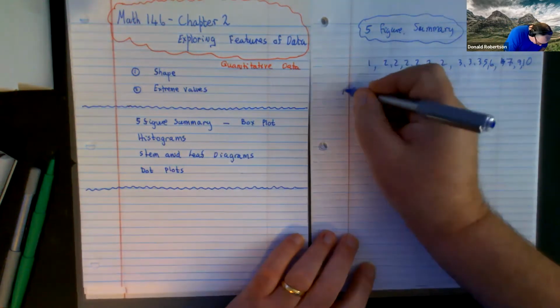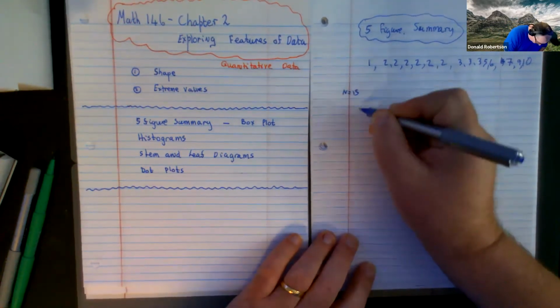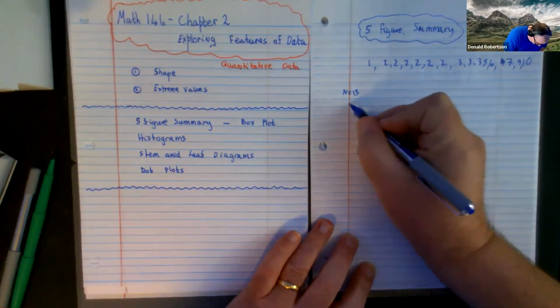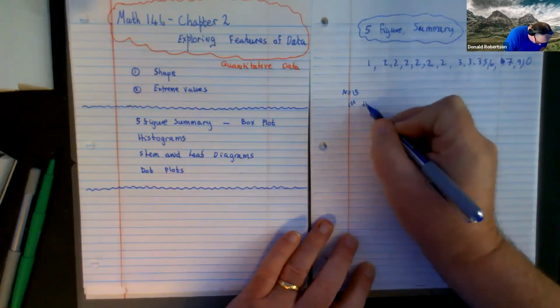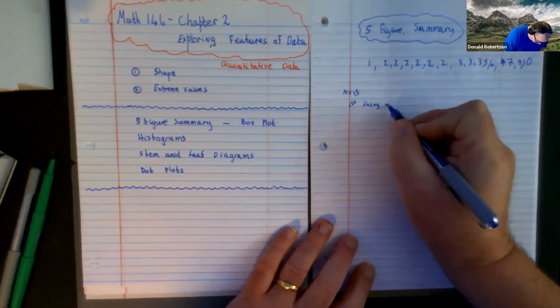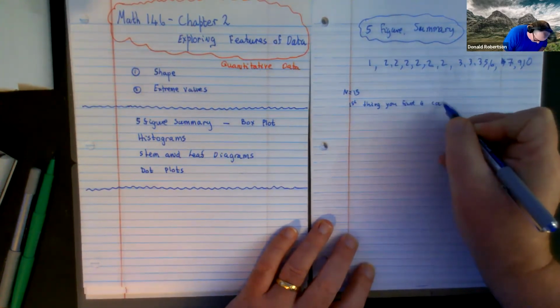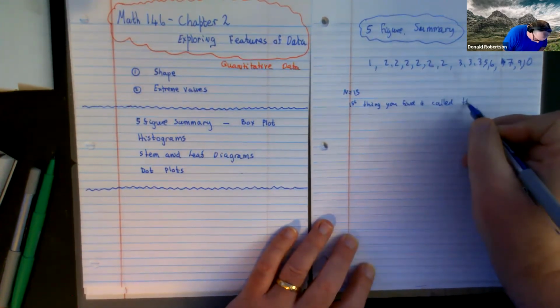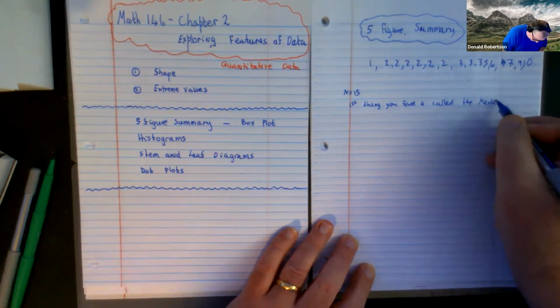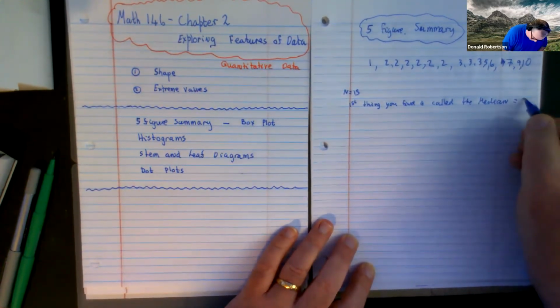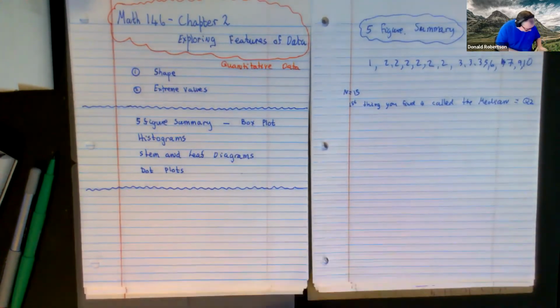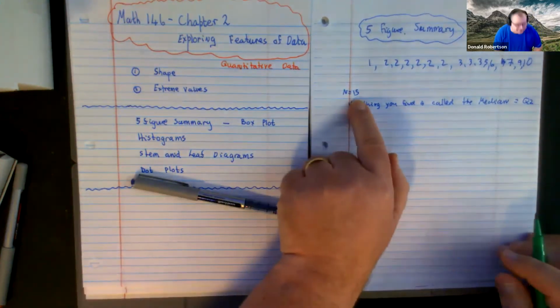So n equals 15. What we do in a 5-figure summary, the first thing you find is called the median. It also has a weird name. It's also called Q2. So there are 15 numbers.